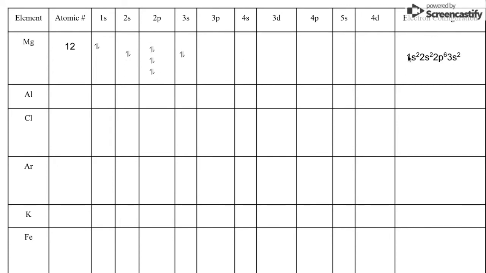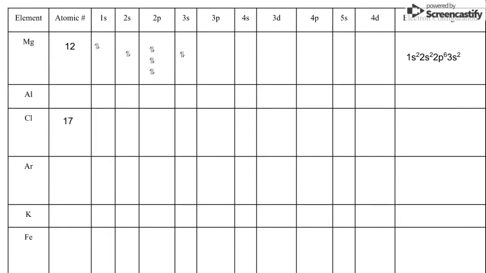Now, to write the electron configuration, we just write there are electrons in the 1s, we write 1s. There are 2 electrons, so we put the superscript 2. The 2s has 2 electrons, the 2p has 6 electrons, and 3s has 2 electrons. This is the electron configuration for magnesium. Let's skip down to chlorine.